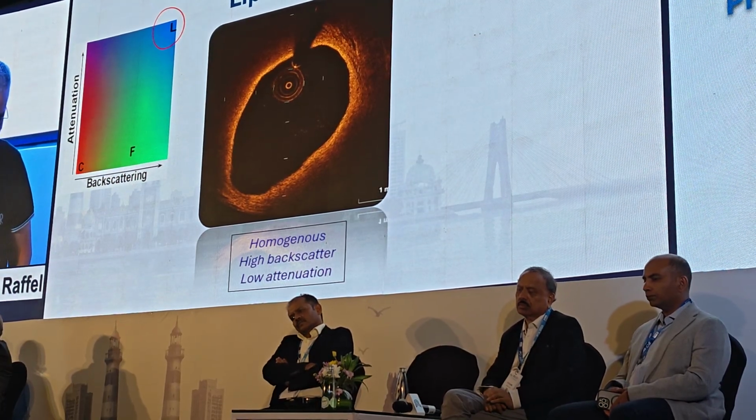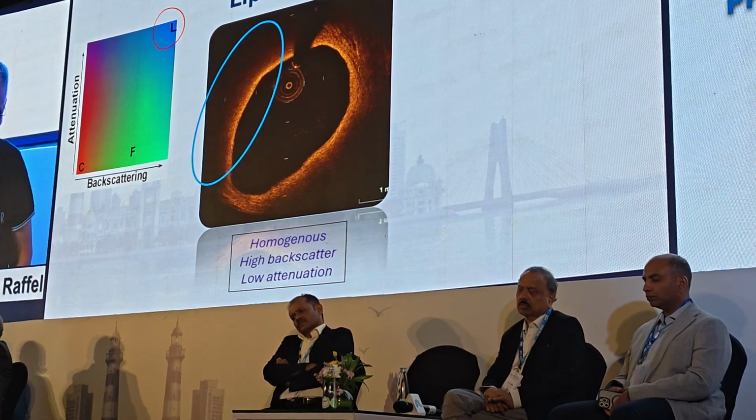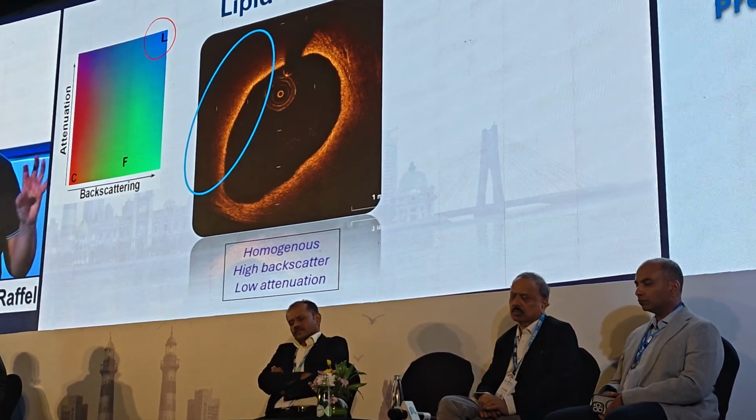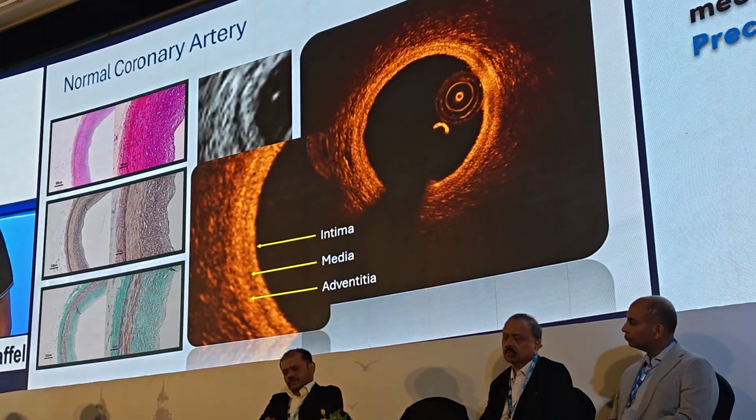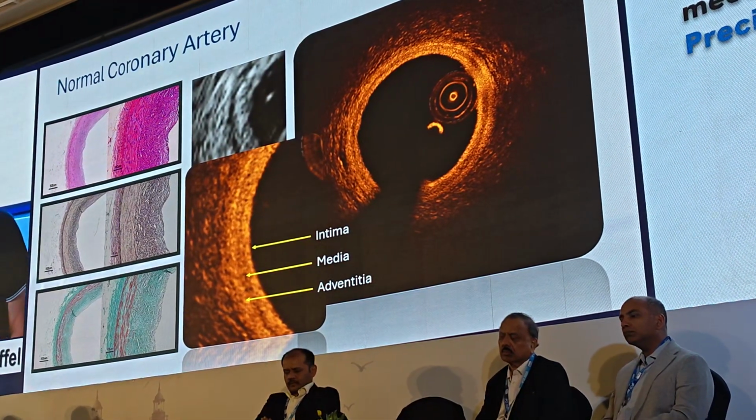And that's a good way of differentiating it sometimes from calcium, and from macrophages, where you can see some differences here. So it's homogeneous, high backscatter and high attenuation. And if you remember these, you can pretty much interpret most of your plaques that you see in your day-to-day practice. What does a normal coronary artery look like?